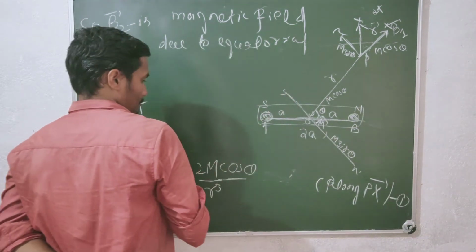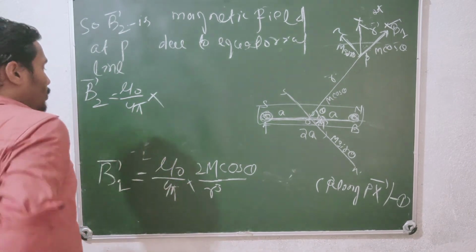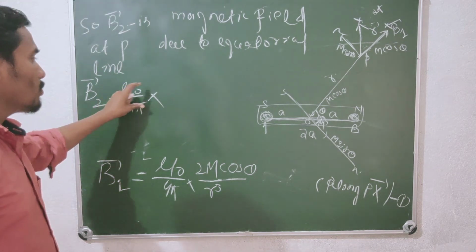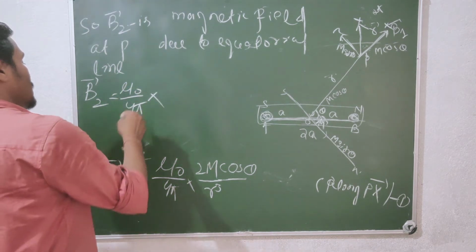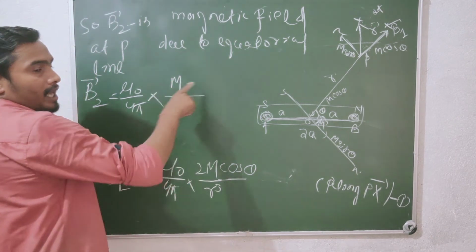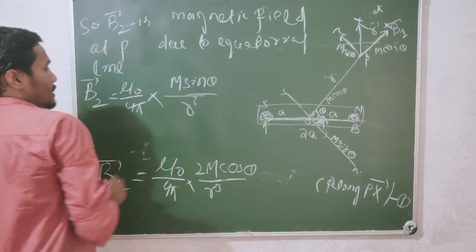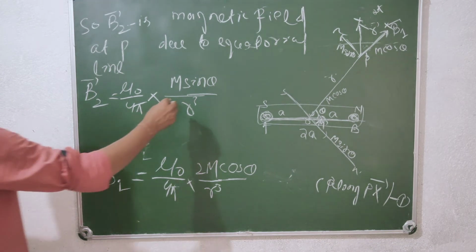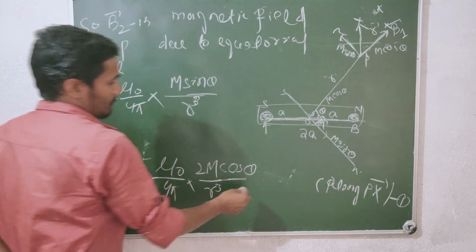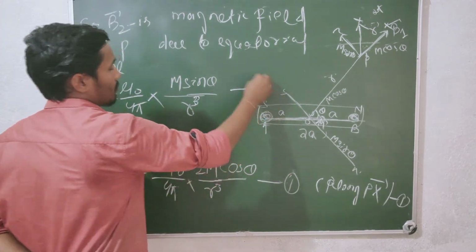It is the scalar quantity, magnitude mu naught upon 4 pi. All of you know for equatorial line the magnetic field will be constant into dipole moment upon r cube. So that mu naught upon 4 pi m, but now m will be m sin theta, so m sin theta upon r cube. So the B2 vector will be mu naught upon 4 pi into m sin theta upon r cube. It will be B2 and it will be B1. So now we will get equation 1 and equation 2.